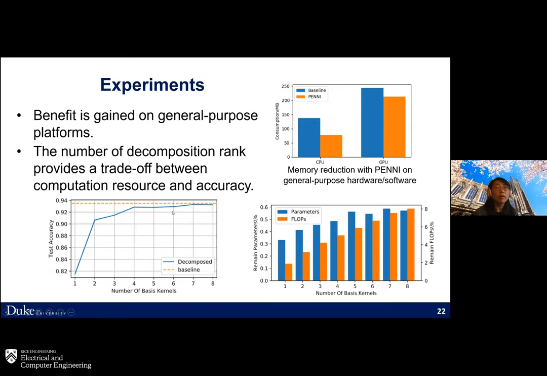The right top, in fact, illustrates the benefit again on general purpose platforms, and this shows memory reduction. This is for the CPU implementation and this is for the GPU implementation. Essentially, we see that for both general purpose platforms, based on the measurement, our method can reduce the memory consumption. So this concludes our second work.